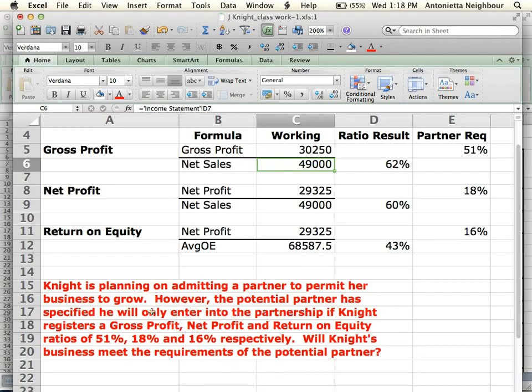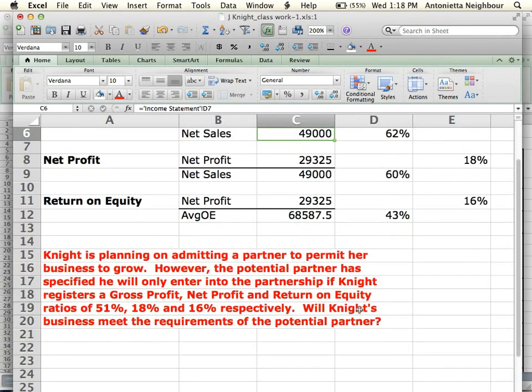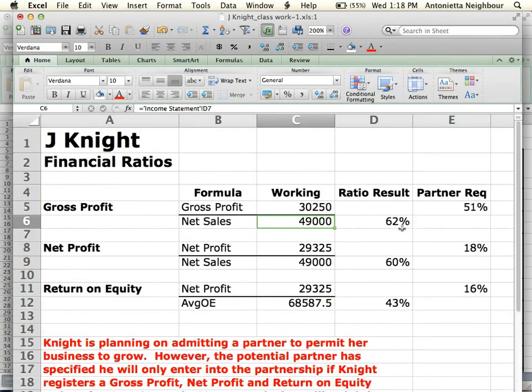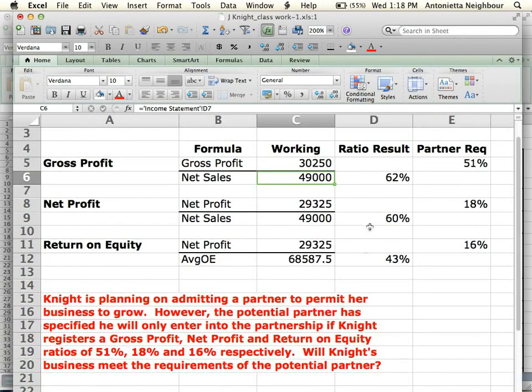Now, if we have a look at this scenario here, this owner, Jay Knight, is thinking about taking on a partner, but the partner will only invest in the business if Knight returns a gross profit result of 51%, a net profit result of 18% and a return on equity of 16%. Do you think that this potential partner is going to invest in Knight's business? Yes. Based on those figures, the partner would be silly not to. But in the exam, that's exactly what you need to do.